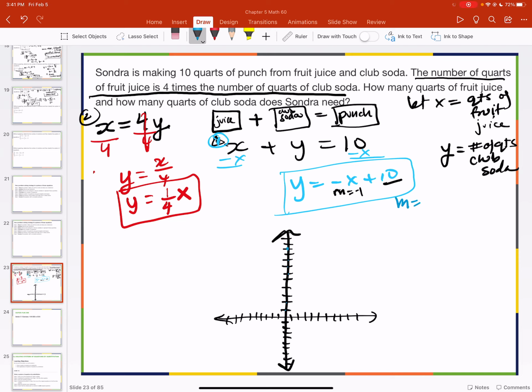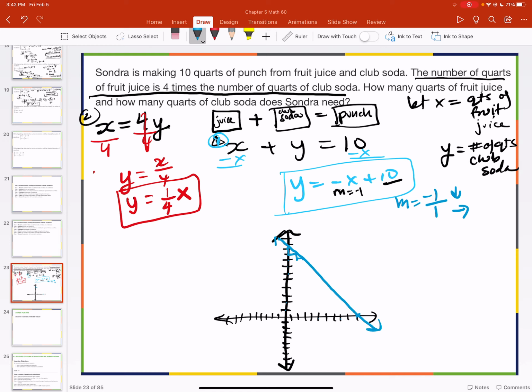So what does that mean? When you have the slope of -1, you can write it over 1. So that means down 1 and to the right 1. So down 1 over 1, down 1 over 1, and so on. So let's see. Okay, so it's going to go through here.